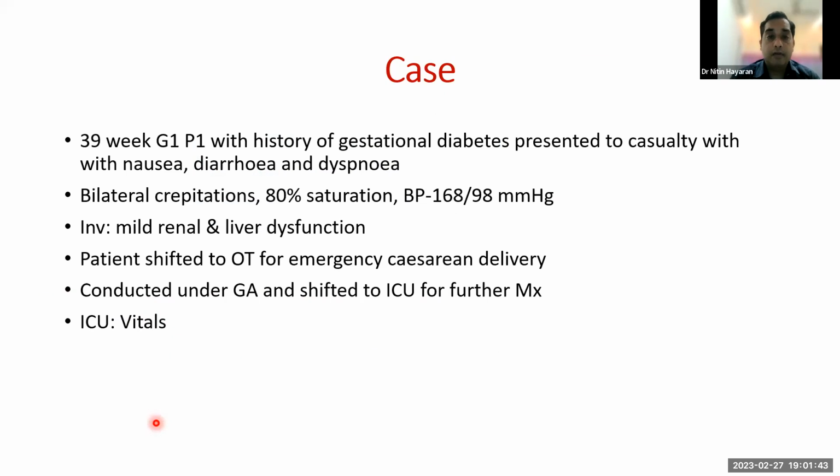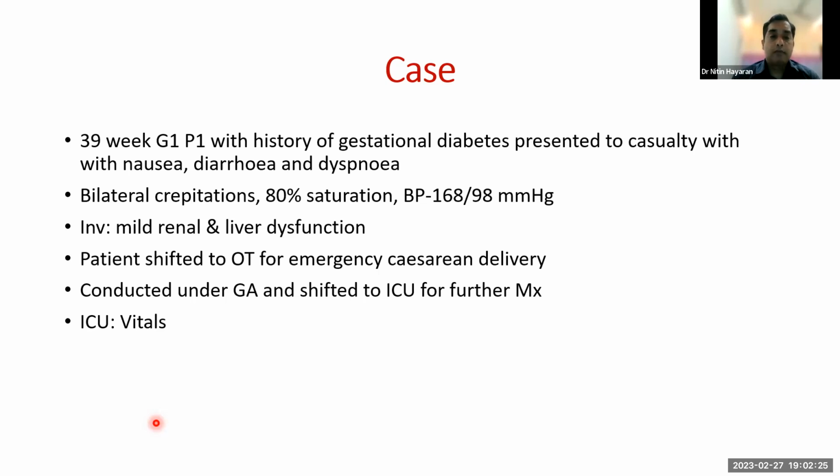So suppose this is a normal presentation we usually encounter. At 39 weeks, gravida 1 para 1 with a history of gestational diabetes presented to casualty with nausea, diarrhea, and dyspnea. On examination, there were bilateral crepitations. Saturation was 80%. BP was a little higher at 168/98. Mild renal and liver dysfunctions were present on investigations. The patient required shifting to OT for emergency cesarean delivery. Post cesarean, the patient was shifted to ICU for further management.